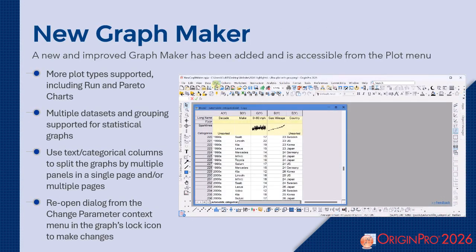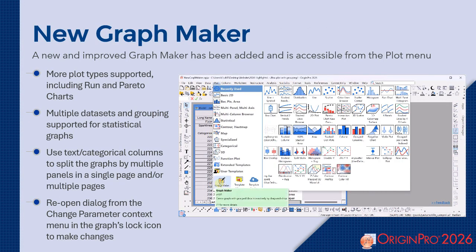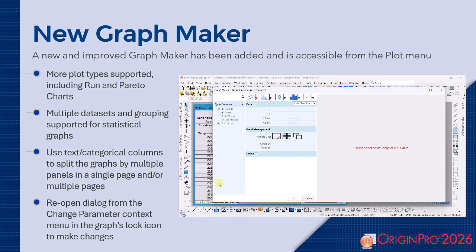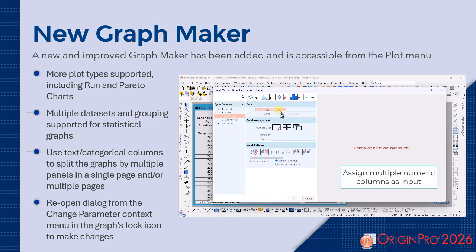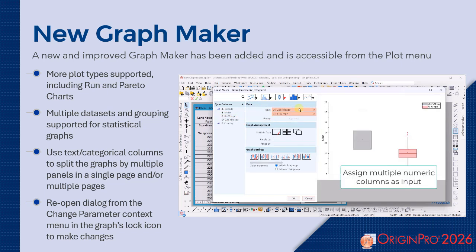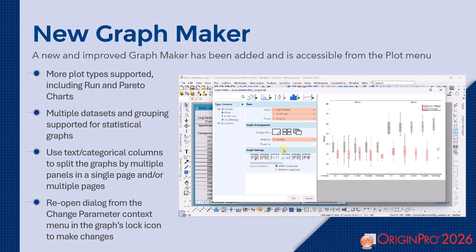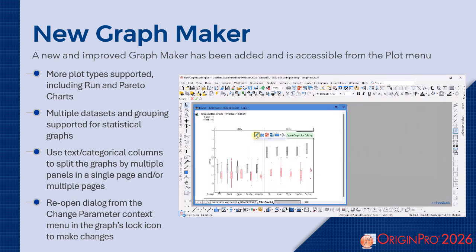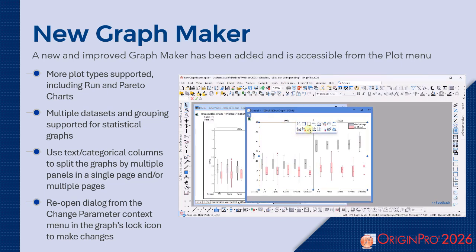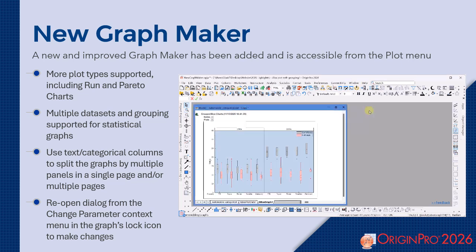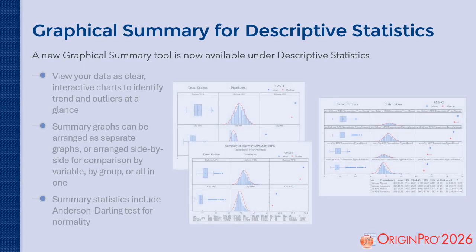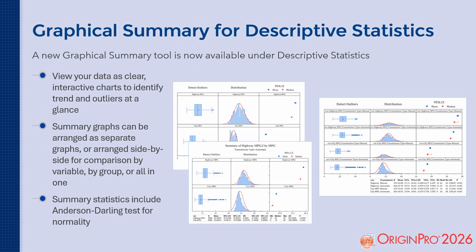A new graph maker has been added in Origin 2026. It has improved grouping support and support for multiple graph panels and pages. A new graphical summary tool has been added, which allows you to create interactive charts to clearly view your data.